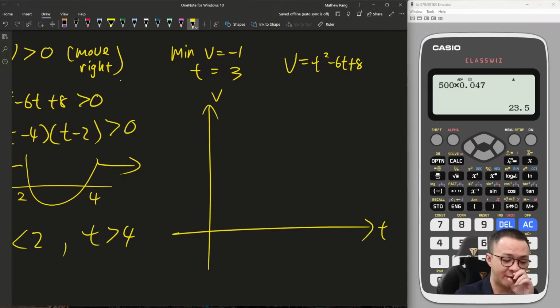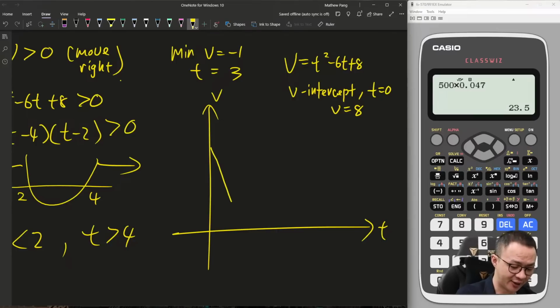Okay, first thing is I want to find the v-intercept. The v-intercept is when t equals 0, right? So v equals 8. So that means I should get something like this.